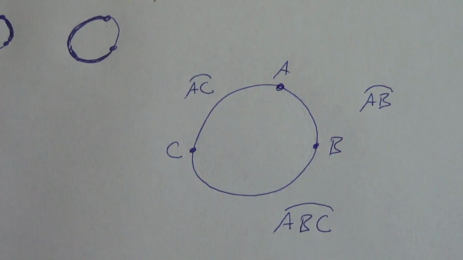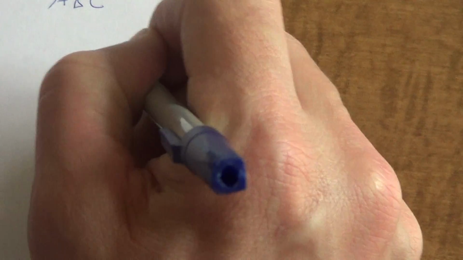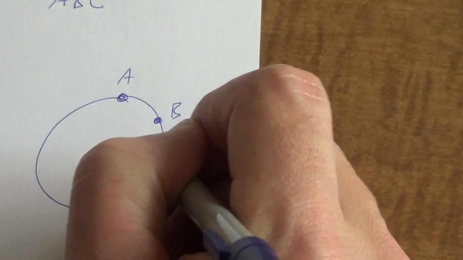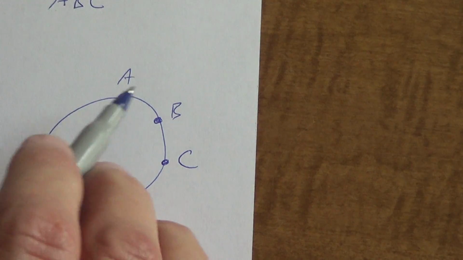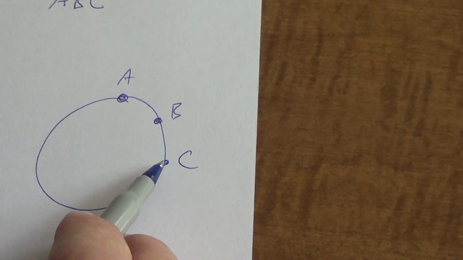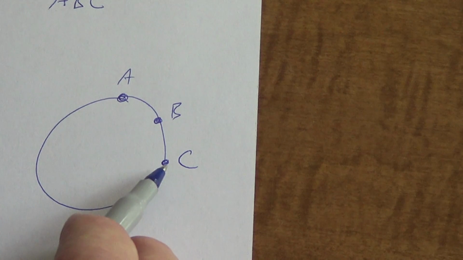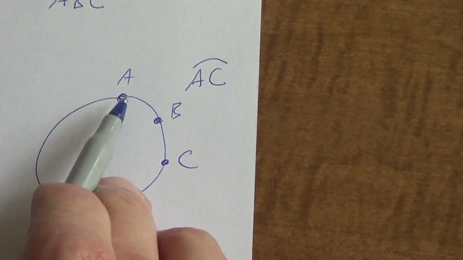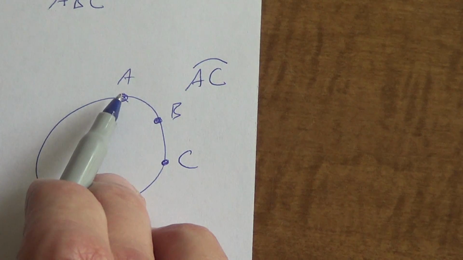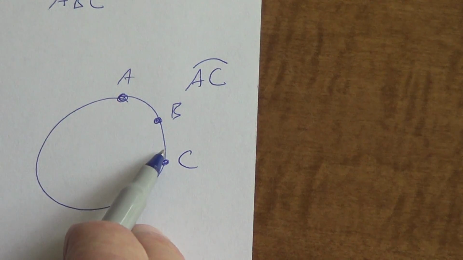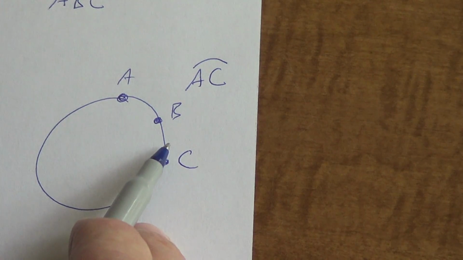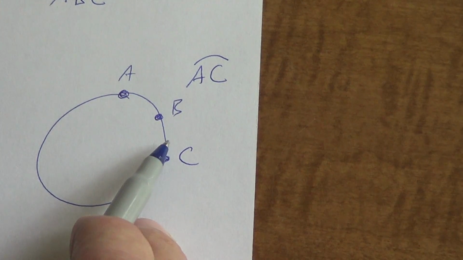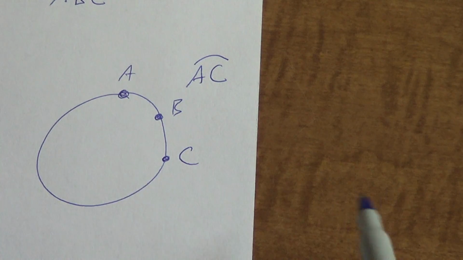Okay, well, what if we had something that kind of looked like this? A, B, C. What if I want to start at A and come to C here? Do I have to say A, B, C? No, I don't. I can just say AC. I'm going to start at A and end at C, and because it's only two letters, I'm going to go the shortest possible way, which is that. So I don't have to say I'm going through B. Anytime you're dealing with a minor arc, you can use two letters.